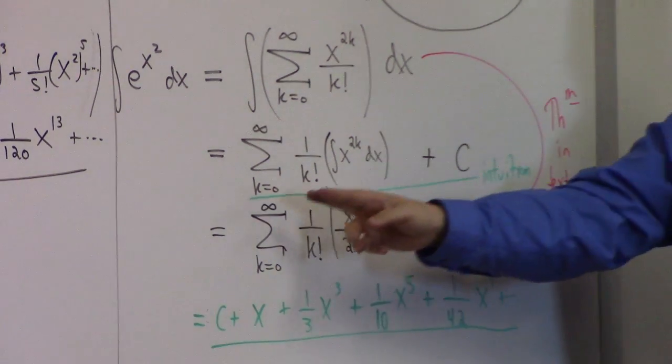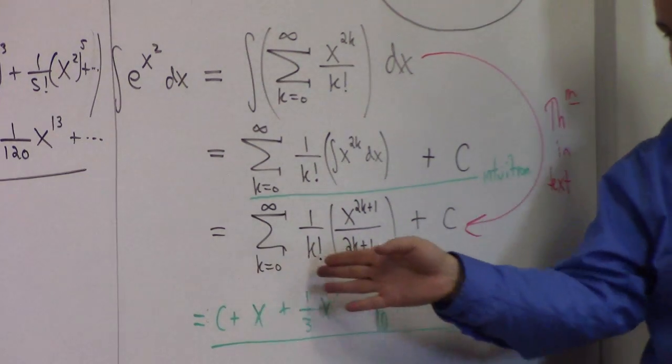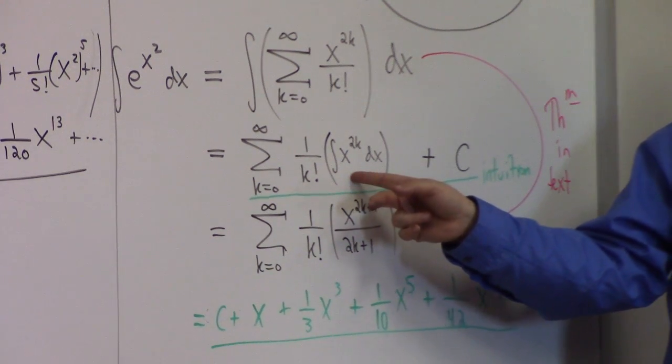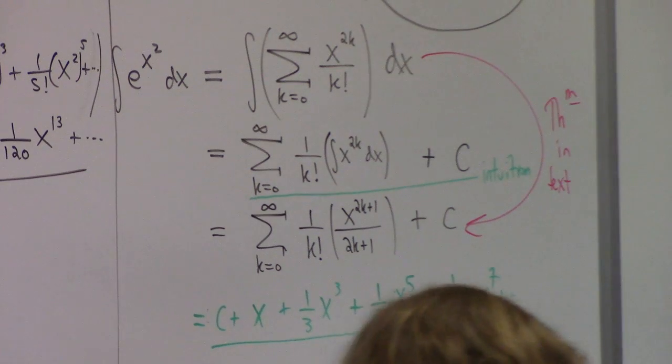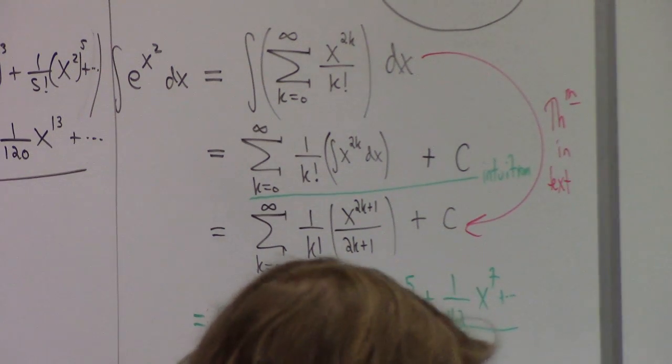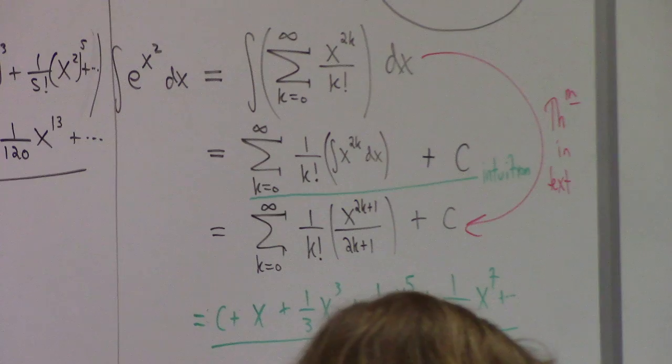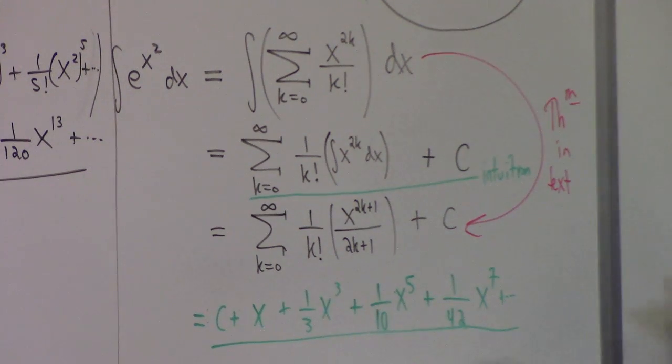Anyway, the point is, you can integrate term by term. That's what I do. I just bring the integration inside. What's the integral of x to the 2k? x to the 2k plus 1 divided by 2k plus 1, right? We all know that. That one's not hard. And bam, you integrated. There's the integral of e to the x squared.